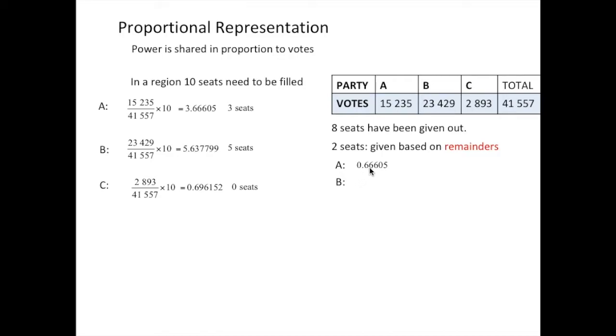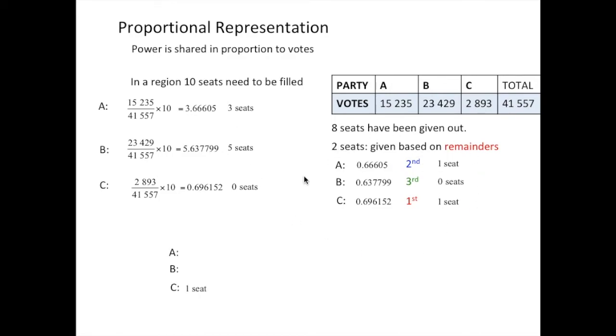A has 0.66605 as the remainder. B has 0.637799, and C has 0.696152. So C is going to win. So they're going to get a seat. A is going to get the next seat. Then we're done. We're out of seats. We only have 2 seats to give out. So B gets 0 extra seats.